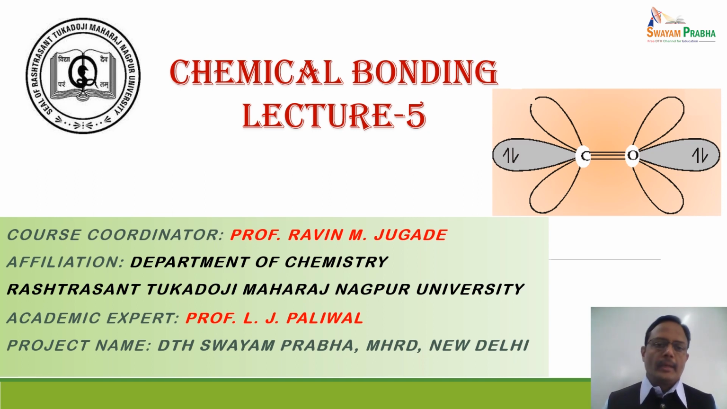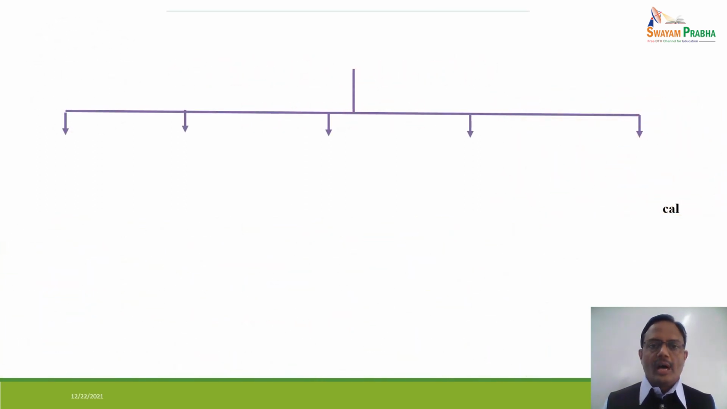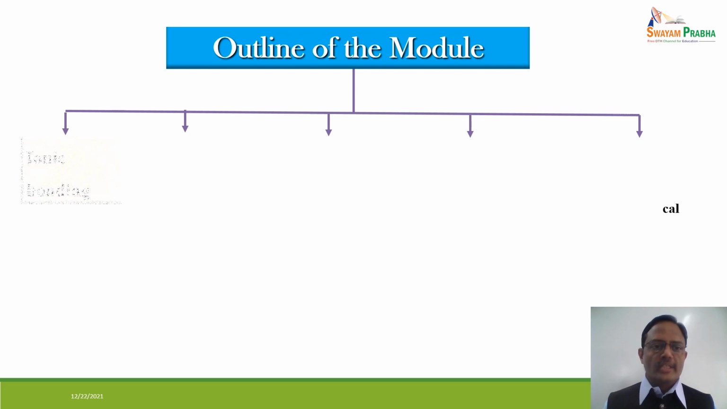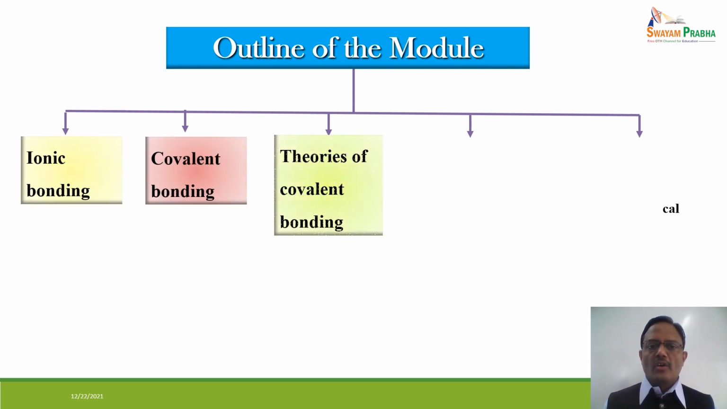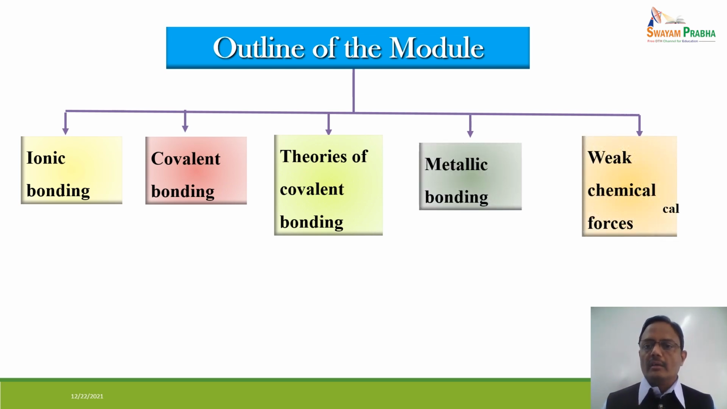This lecture has been prepared under the academic expertise of Professor L.J. Paliwal. The outline of this module is ionic bonding, covalent bonding, theories of covalent bonding, metallic bonding, and weak chemical forces. In this lecture, we will be discussing the molecular orbital theory aspect of covalent bonding.